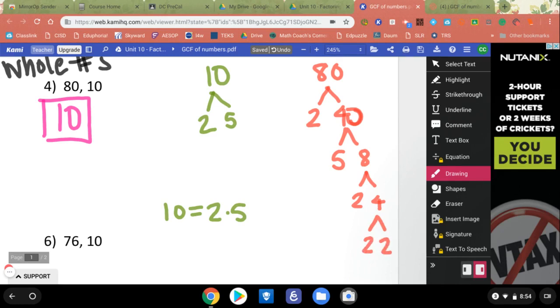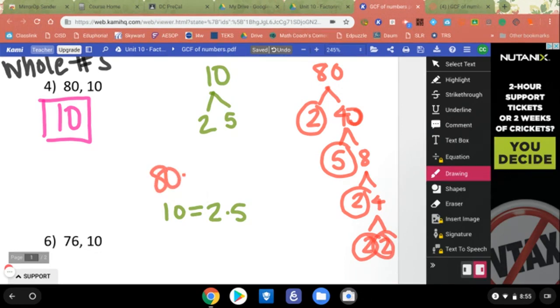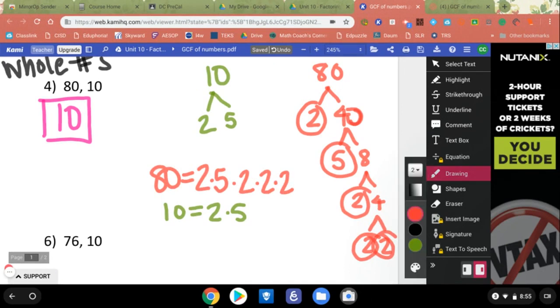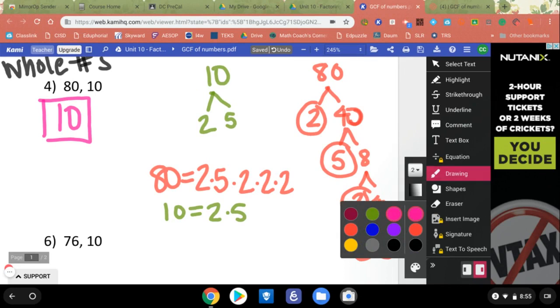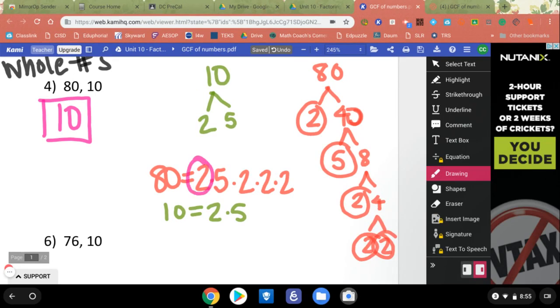And I'm looking at all of my end numbers. I'm going to circle them all so we know what we're looking at. And I'm going to write out what 80 is. 80 is a 2, a 5, and then 3 more 2s. I want you to look at these two lists, and I want you to see, again, what they have in common. What shows up in both of these lists? Well, both of these lists have a 2, and both of these have a 5.